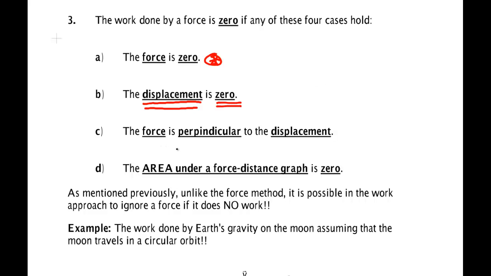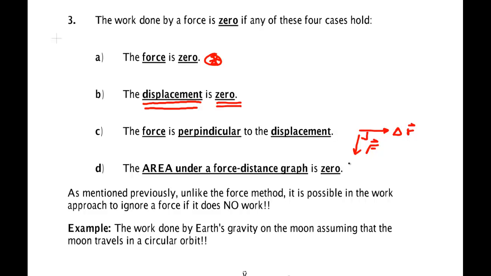You can also have, like we did in the previous example, a case where the force is perpendicular to the displacement. So you have something like the force is here, but the displacement is there. In that case, the force does not cause the speed of the object to change. It simply causes it to follow a curved path. An example of that would be the centripetal force that does no work.